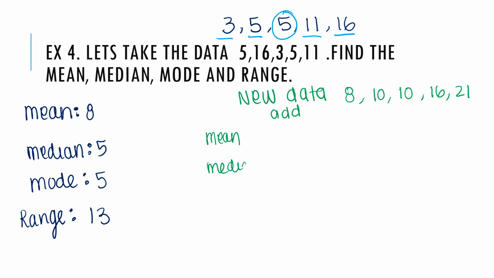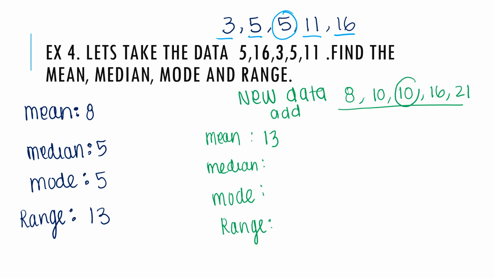So let's go ahead and find the mean, median, mode, and range. So the mean would be adding all these up and then dividing it by 5, and we're going to get 13. Our median is that middle, so it's going to be 10. Our mode is the one that occurs the most, which is 10, and then our range is going to be 21 minus 8, which equals 13.